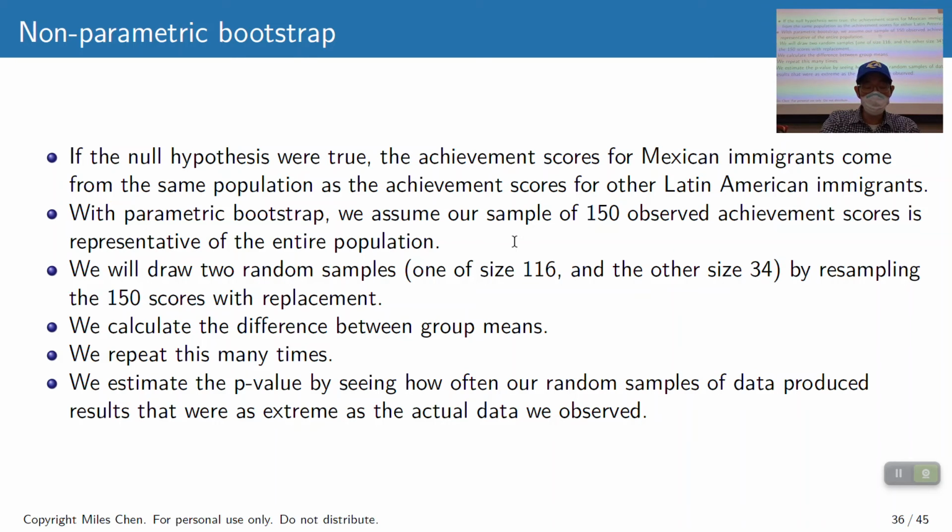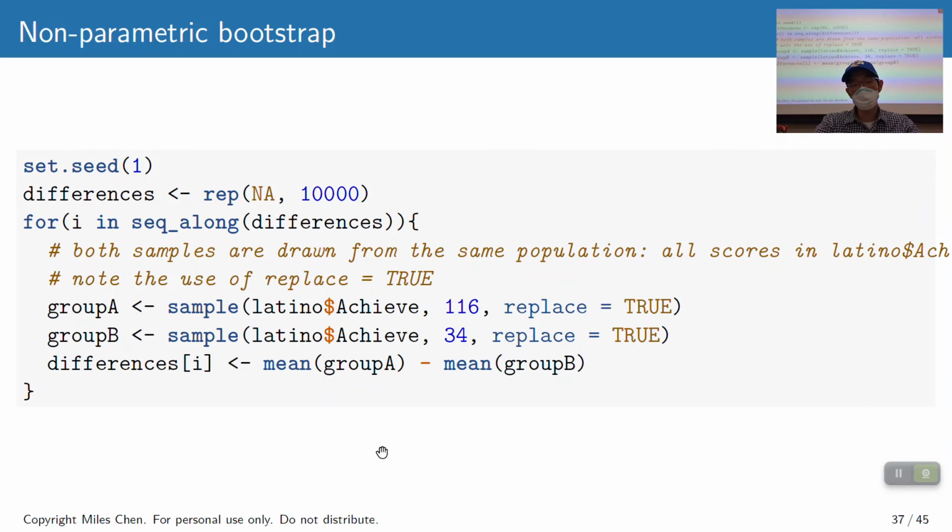With bootstrap, we assume our sample of 150 observed achievement scores is representative of the entire population. And to see what kind of differences we can get, we're going to draw 2 random samples, one of size 116 and the other with size 34, because that's what we have in our samples. And we're going to calculate the difference between these two means a whole bunch of times. And so this is what our code would look like, okay?